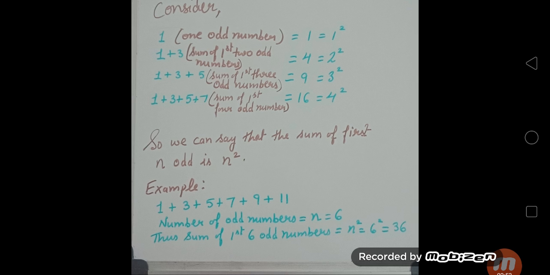Now let us take one example. I have taken this: 1 plus 3 plus 5 plus 7 plus 9 plus 11. All these are odd numbers and they are in continuation. So the number of odd numbers is n, that is, how many odd numbers are there? 6. So the sum of the first 6 odd numbers will be n square. It means 6 square, that is 36. So without actual addition, we have found the sum. If you add 1 plus 3 plus 5 plus 7 plus 9 plus 11, you will get 36 only.